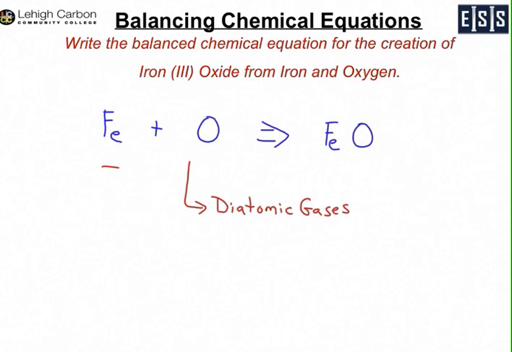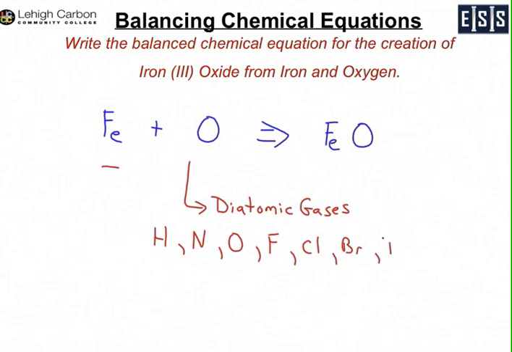The diatomic gases are hydrogen, nitrogen, oxygen, fluorine, chlorine, bromine, and iodine. The diatomic gases in nature always exist as two atoms together.